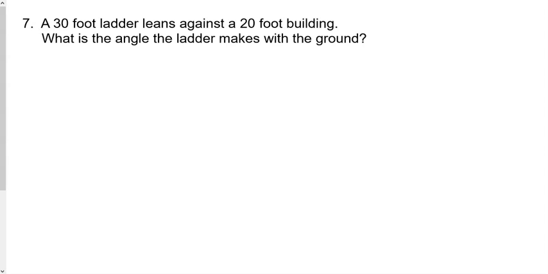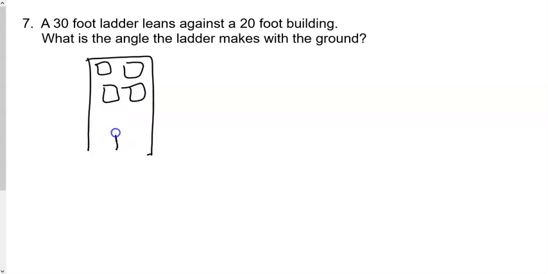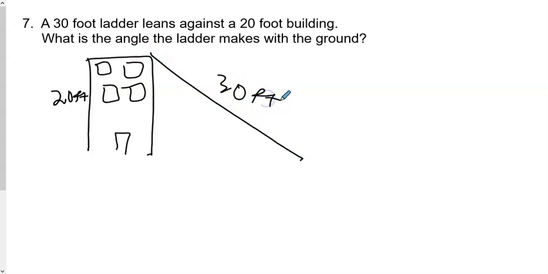All right, this requires some drawing. A 30-foot ladder leans against a 20-foot building. So draw your building. You can put windows in it if you want. You don't have to. There's your building. Okay? It's only a 20-foot building. It's a little building, 20 feet tall. All right? Now, the ladder is 30 feet. Okay? What angle does it make with the ground?